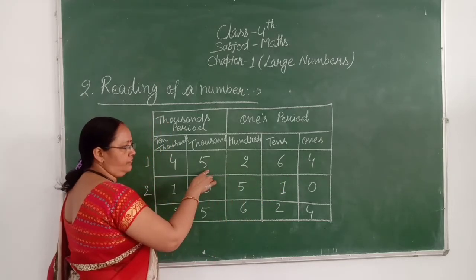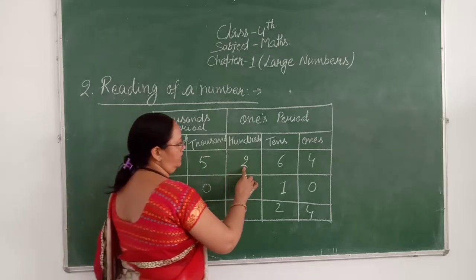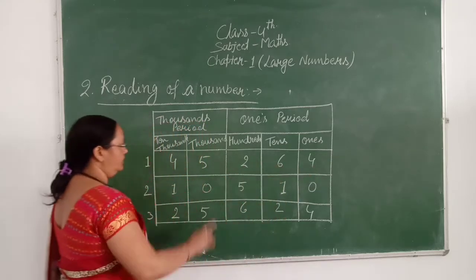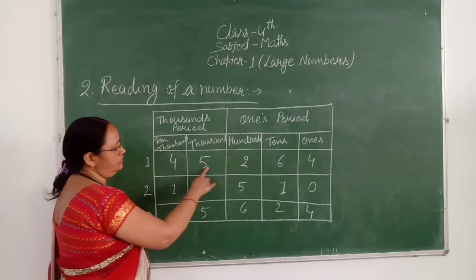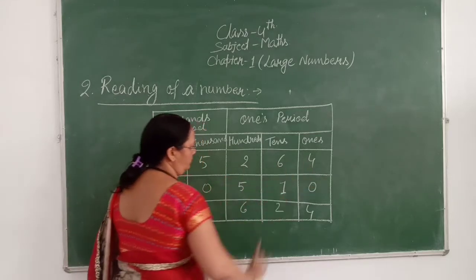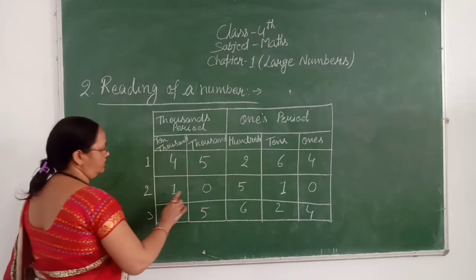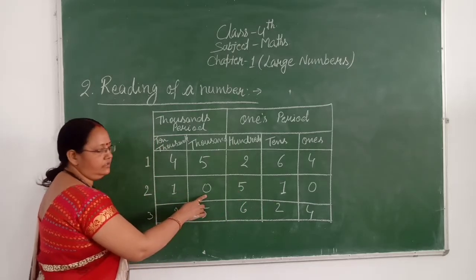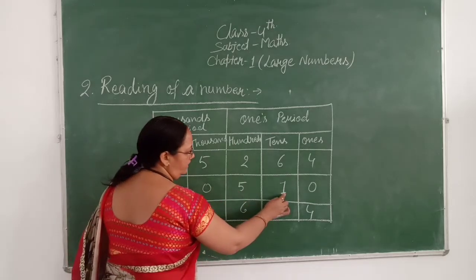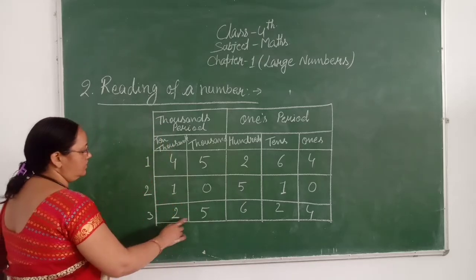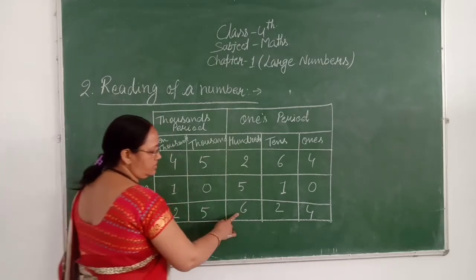This is 45,264. This is 45,264, and this one, ones, tens, 100, 1000, 10,000. This is 10,510, and this one is 25,624.